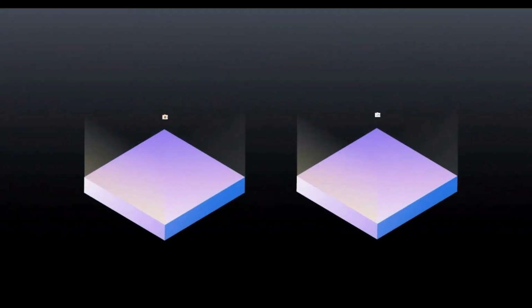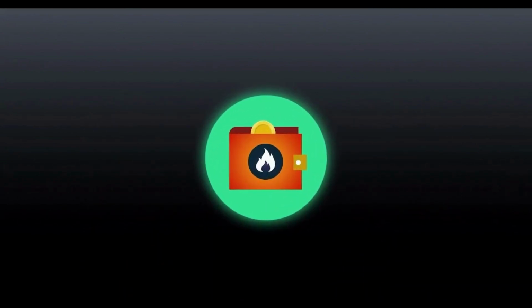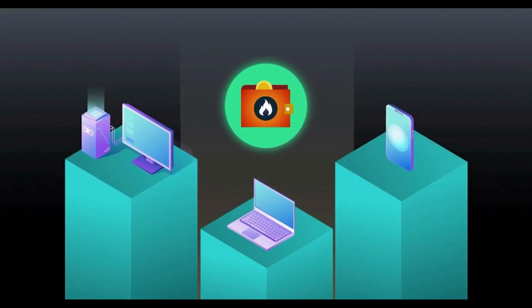Another way to categorize wallets is to break them into software and hardware wallets. Most software wallets are hot wallets and can be further broken down into web wallets, desktop wallets, and mobile wallets, depending on where you access them.